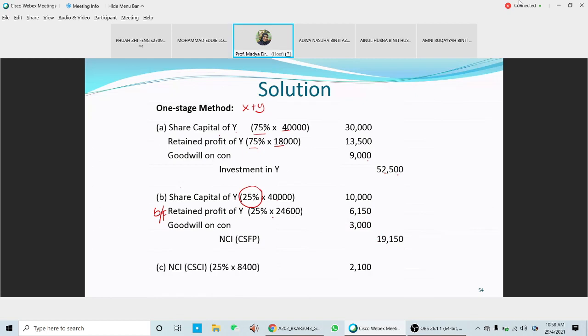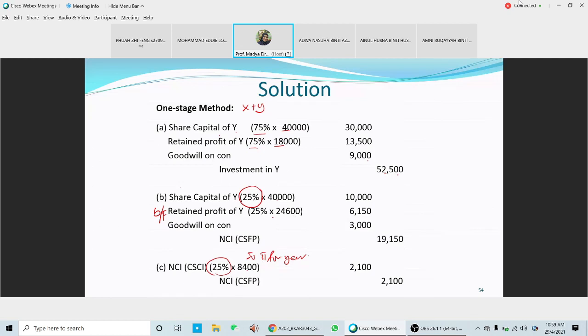So now we're going to look at the next one, which is the share of profit for the year. Share of profit for the year, 25% times 8,400. 8,400 is referred to slide 50. So if we say that profit for the year in Y is 8.4, you're going to have 2.1. Okay, credit the statement of financial position. Okay, done with X and Y.